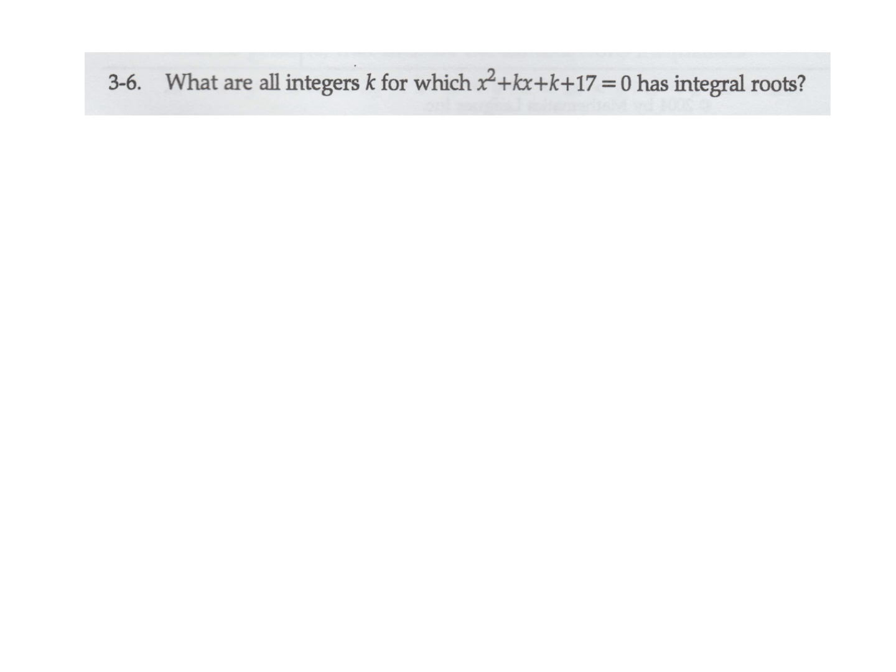What are all integers k for which x squared plus kx plus k plus 17 is equal to 0 has integral roots? x squared plus kx plus k plus 17 is equal to 0. All right. Well, there's several ways of doing this. I'm just going to use Vieta's. You guys remember Vieta's.